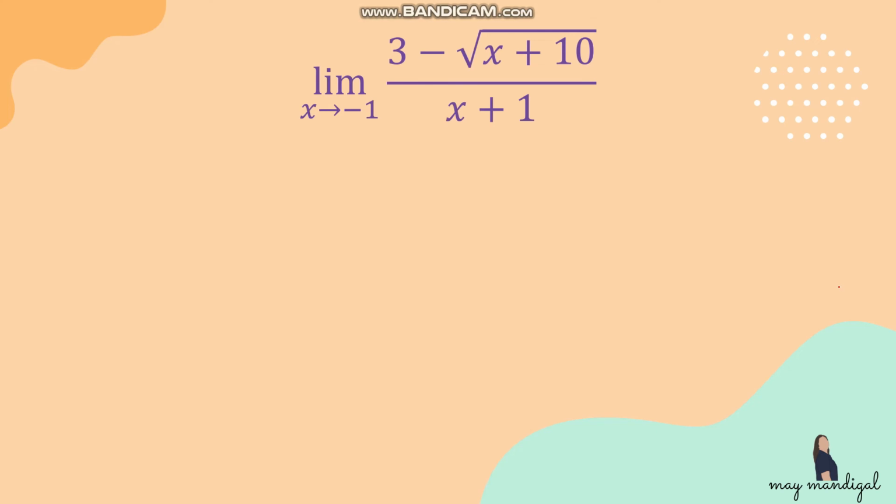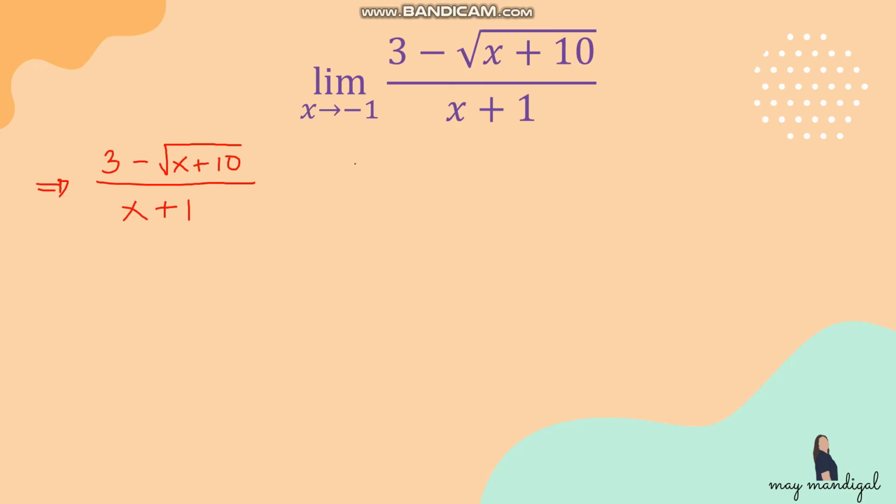Notice or look at the terms that we have. Obviously, we cannot factor. We cannot do anything about it, because the terms are not factorable. So if the terms are not factorable, one thing that we can do is use conjugates. Let me just write here the function: square root of x plus 10 all over x plus 1. So another technique that we can do is by using conjugates.